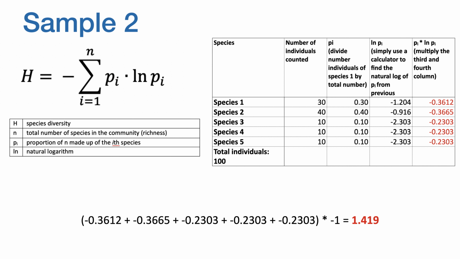Just like last time, we take the sum of those 5 numbers in the last column. We multiply that by -1, and that gives us 1.419. So now we have our measure of biodiversity for these 2 samples. By the way, we also have our measure of species richness, because each of them had 5 species, so species richness in each case is 5.